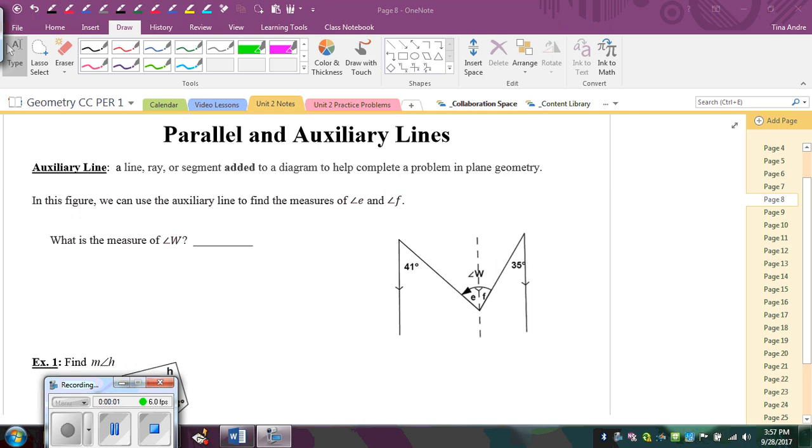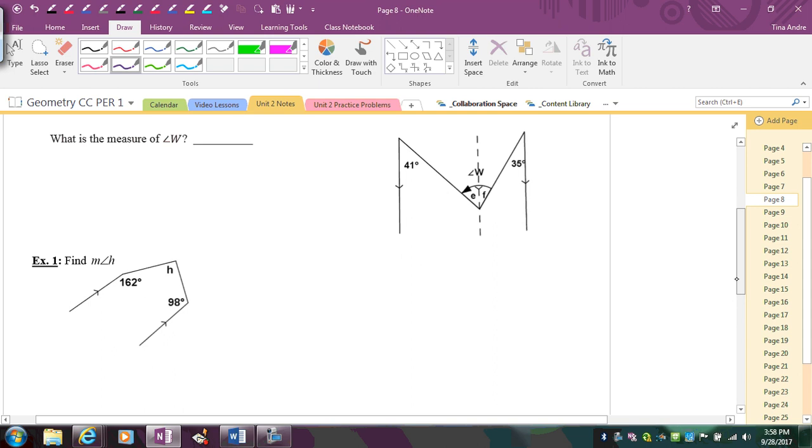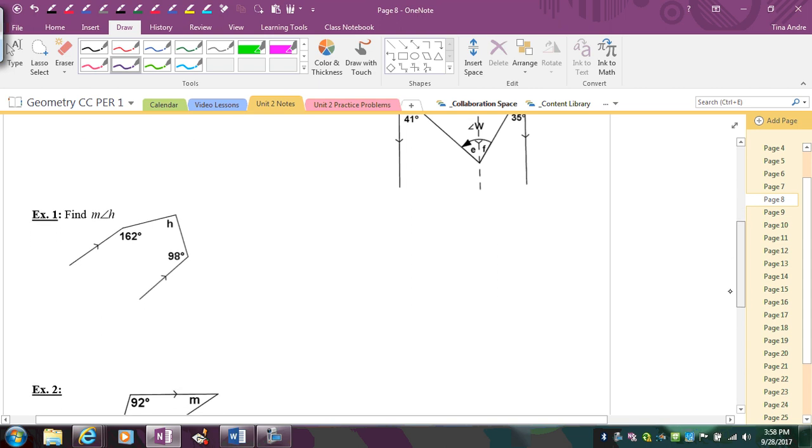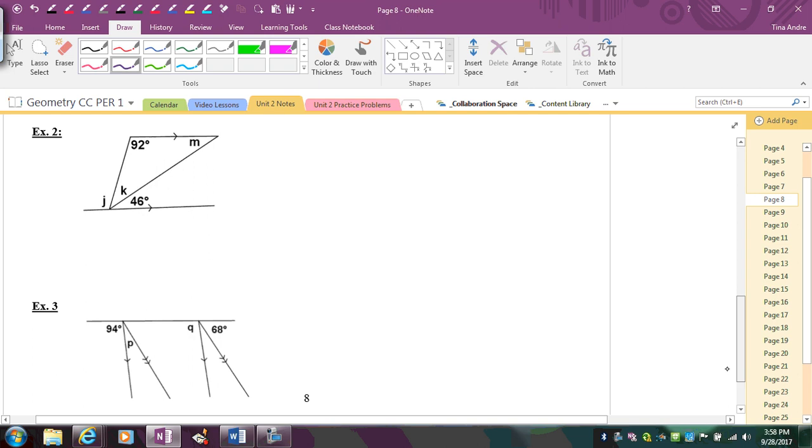In this video, we're going to continue working with parallel lines cut by a transversal, but the difference is you're not going to see that diagram as easily. So if you look at example 1, you don't really see two parallel lines cut by a transversal. Same thing with example 2 and example 3.